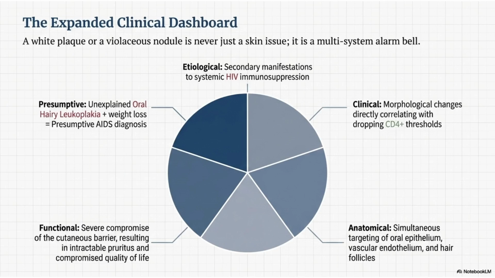Okay, so if a patient presents with a white plaque on the lateral tongue, you have to definitively rule out Candida albicans, which is standard fungal thrush. Right. And the immediate bedside diagnostic differential for that relies on the scrape test. The scrape test, how does that work?